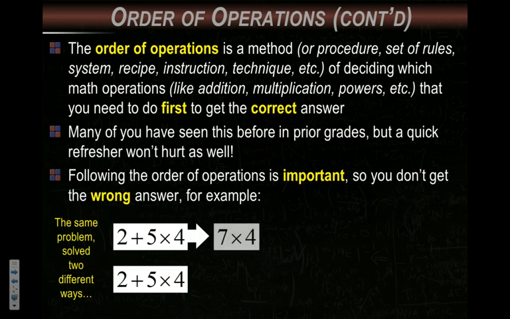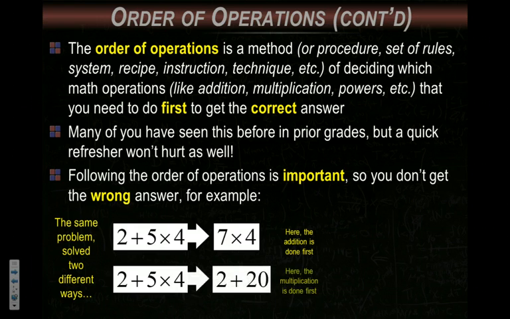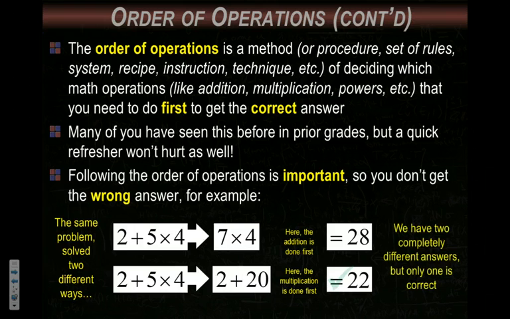Up here, as you can see, I'm going to do the addition first. I'm going to take 5 plus 2 and get 7. But on the bottom one, I'm going to do the multiplication first. I'm going to do 5 times 4, and I'm going to get 20. And then I'll do what's left over. And what I get is 2 different answers. One's right, one's wrong.